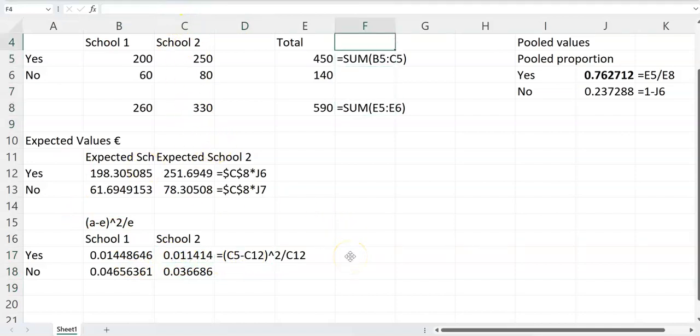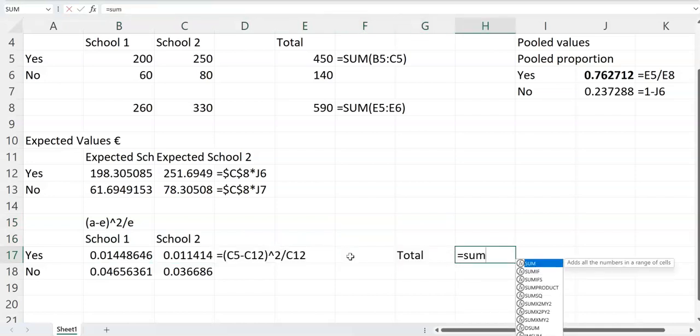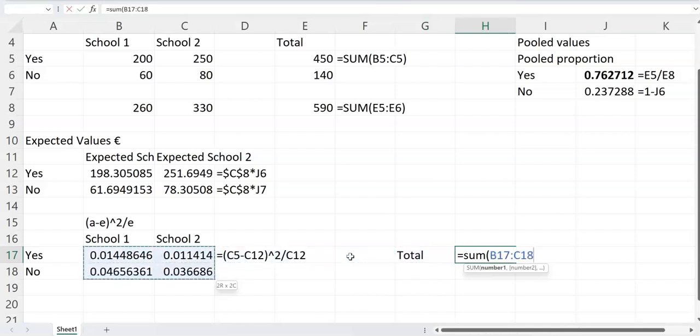So after we find the pooled proportions, and we did our expected values, and we found the deviation of the expected values from the actual values, now we're going to total all these values. So we get 0.10915. This is what we are going to test against. So this is our test statistic. We just calculated our test statistic.